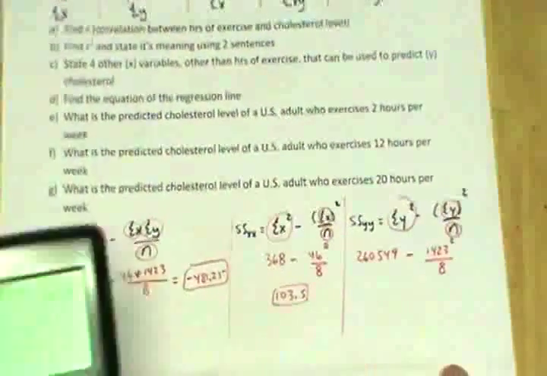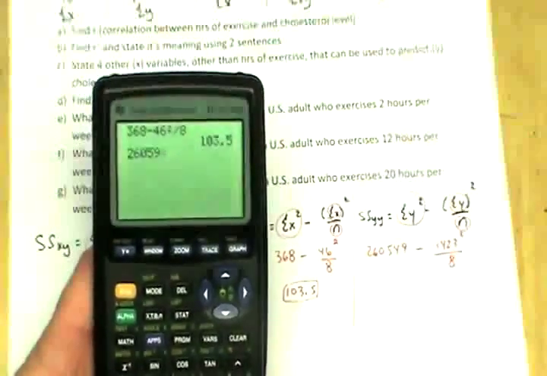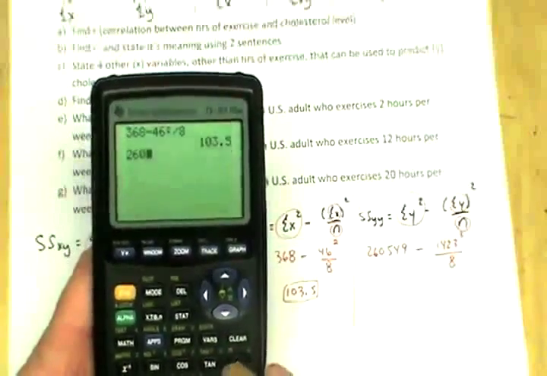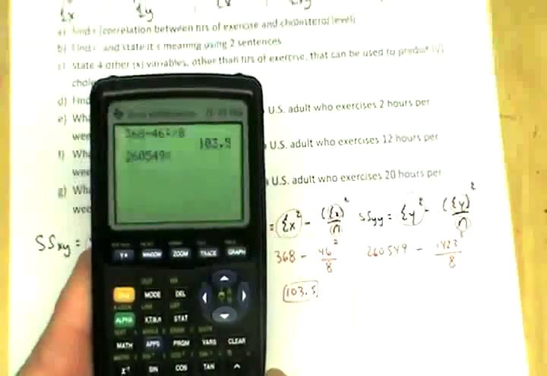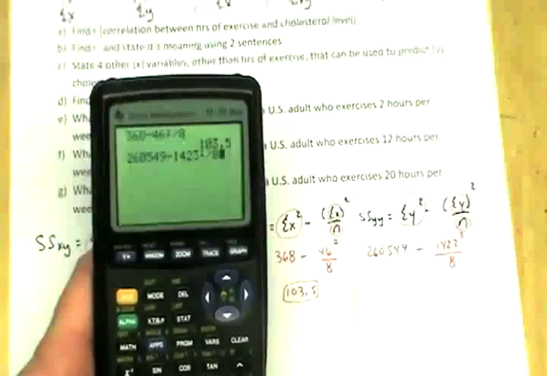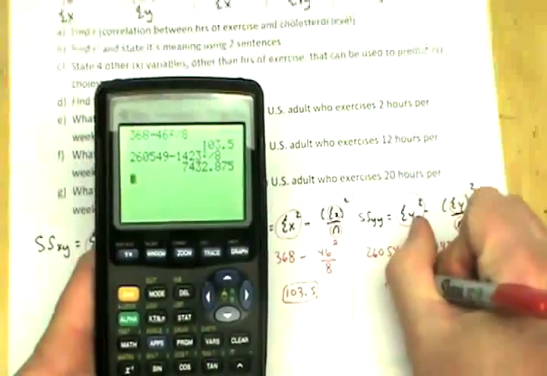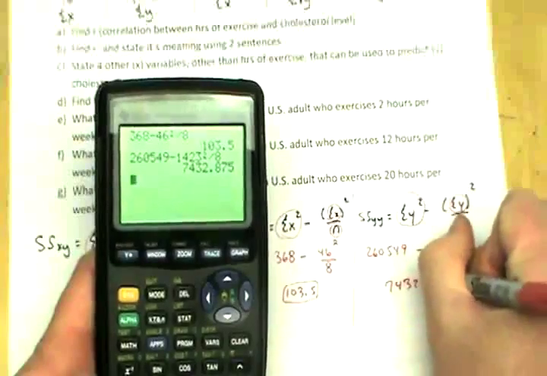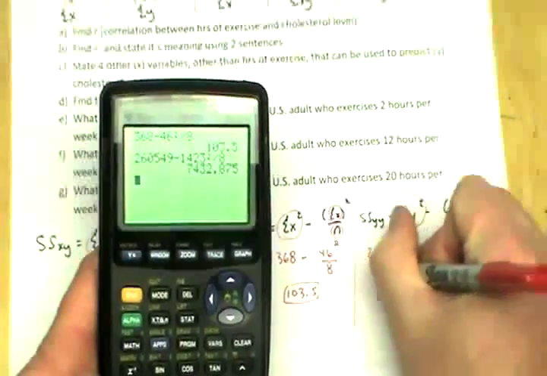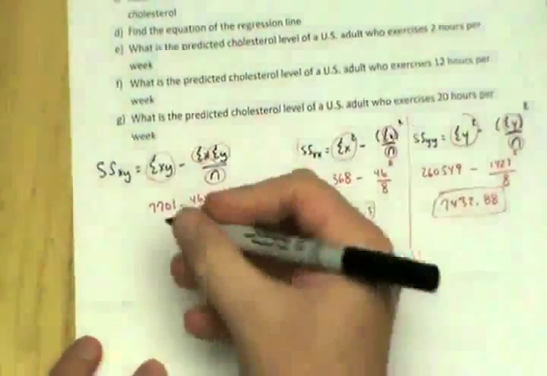Okay, so in our calculator, we're going to put in 260,549 minus 1423 squared divided by 8. Okay, we're getting back 7432.88. So we have everything that we need to find our value for R.